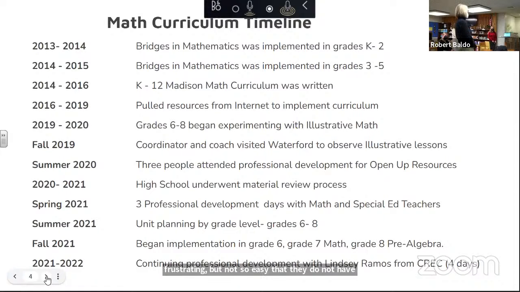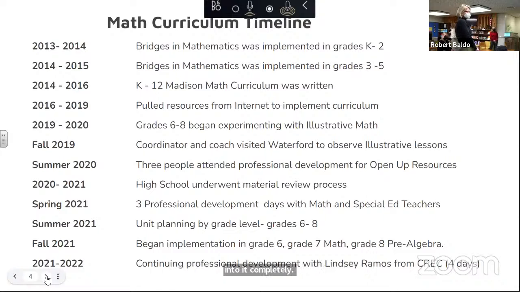Sixth grade last year fully did about 3 units using Illustrative Math. Seventh and 8th grade did not do as much full unit work because of the way math is sequential. We felt that we had to dive into it completely.